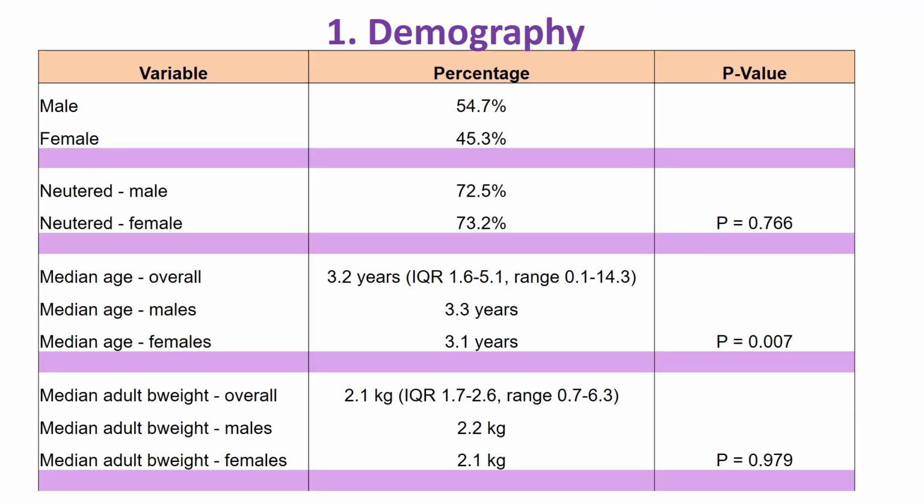Demography. Breakdown by sex. Males are more common than females. Well, even that is a surprising result. Why? Maybe males live longer. Maybe the public just prefer having males.